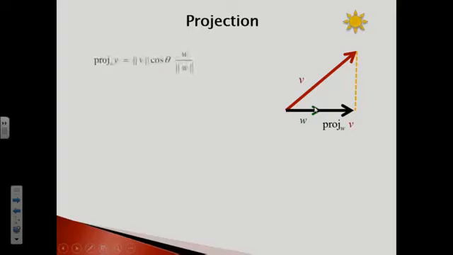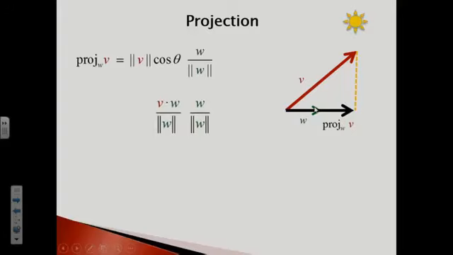This vector is a side of the right triangle in the figure, so it equals the hypotenuse, which is the magnitude of v, multiplied by cosine of the angle between the two vectors, and multiplied by the direction of w, which is given as w divided by the magnitude of w. This formula can be written in a more convenient form using the dot product. Using the dot product, we express the magnitude of v multiplied by cosine theta as v dot w divided by the magnitude of w.